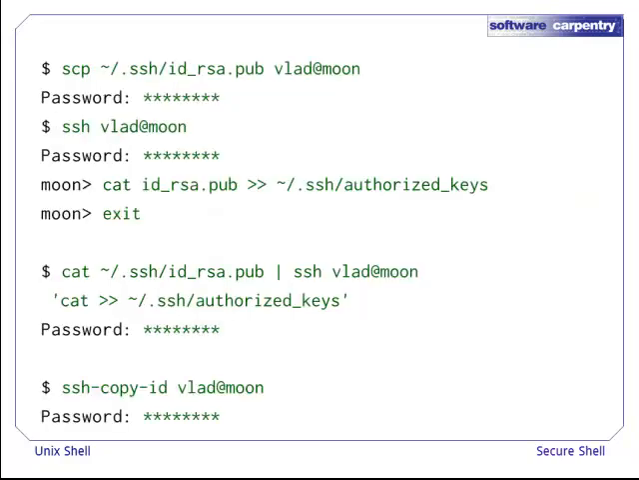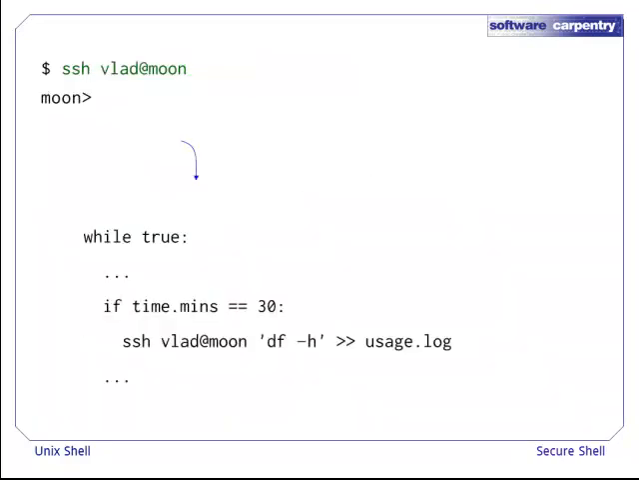Here are 3 different ways to copy the user public key to the remote computer so that it can be found. We can now start writing scripts that run commands, send input to remote computers, or receive output from remote computers in a secure way. All of this can happen silently without us typing our password.